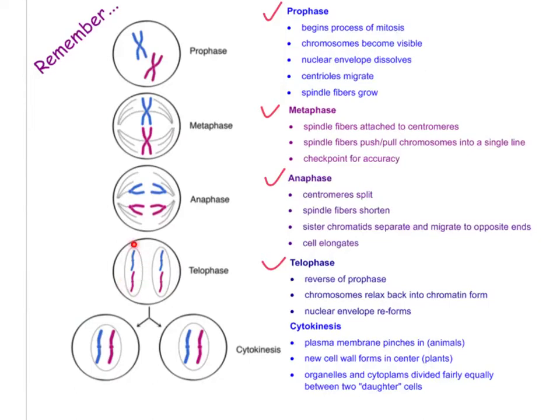And then the very final step in all of this, where we have cytokinesis, the cytoplasm itself separates and the organelles separate. Remember, in plants, we get a cell plate that forms. In animals, the membrane just pinches in, we get a cleavage furrow, and we have two new daughter cells.